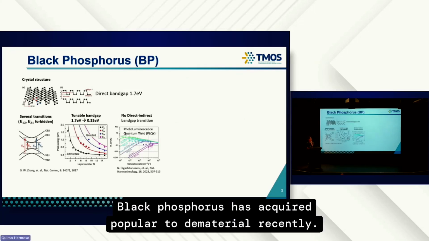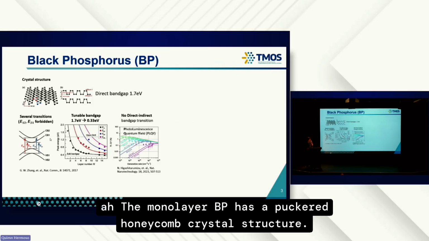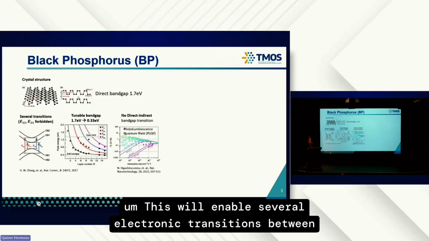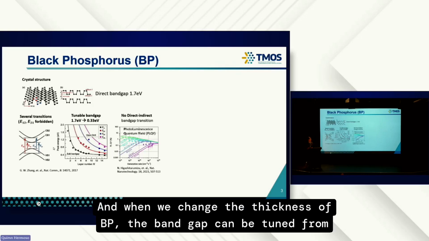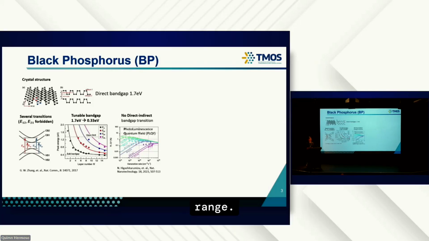Black phosphorus is a quite popular 2D material recently. It has a monolayer crystal structure. The monolayer BP has a puckered honeycomb crystal structure, and the interactions between layers lead to a direct band gap of 1.7 electron volts. This enables several electronic transitions between the conduction band and valence band. When we change the thickness of BP, the band gap can be tuned from 1.7 to 0.33 electron volts, which can cover a large infrared spectral range.